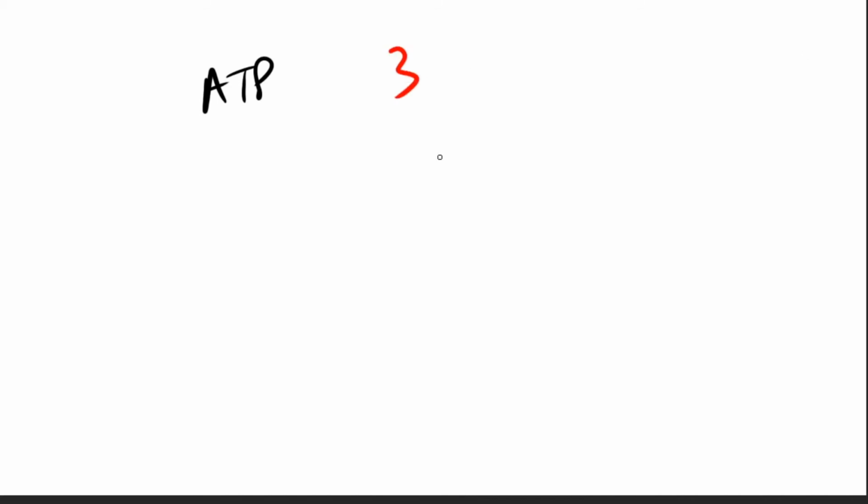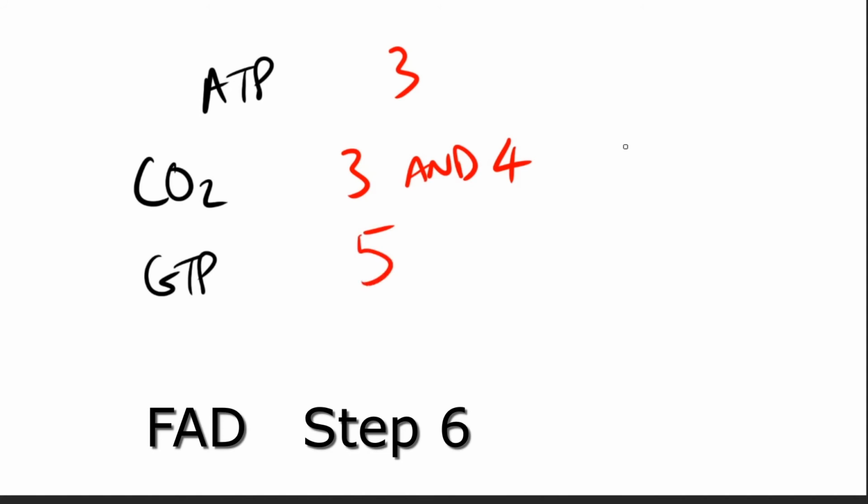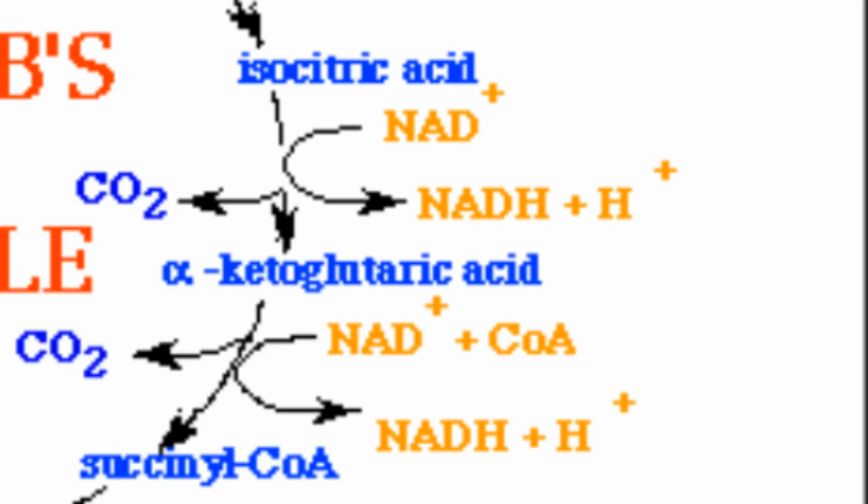Carbon dioxide is released in steps 3 and 4 by both of the dehydrogenases, which are isocitrate dehydrogenase and alpha ketoglutarate dehydrogenase complex. GTP is produced in step 5 between the succinates. FADH2 is produced in step 6, and you can remember it by F going into fumarate, and NADH is produced in steps 3, 4, and 8. Remember, NADH comes from dehydrogenases, so isocitrate and alpha ketoglutarate dehydrogenases, and step 8 is malate dehydrogenase. So remember, the 3 dehydrogenases are for NADH.